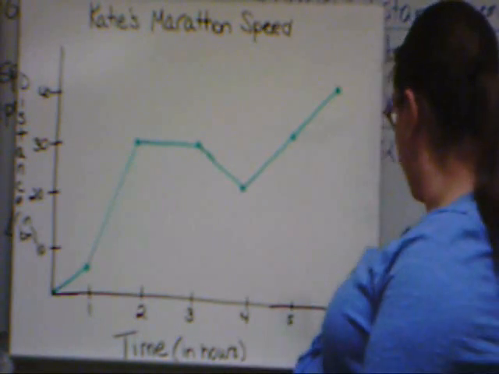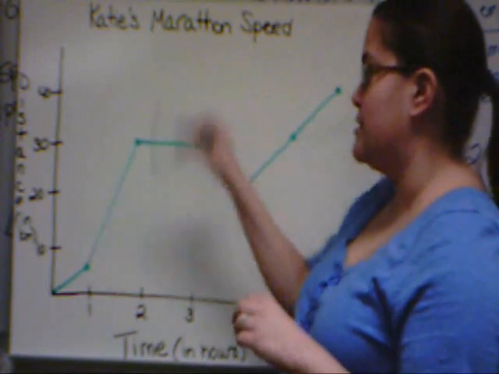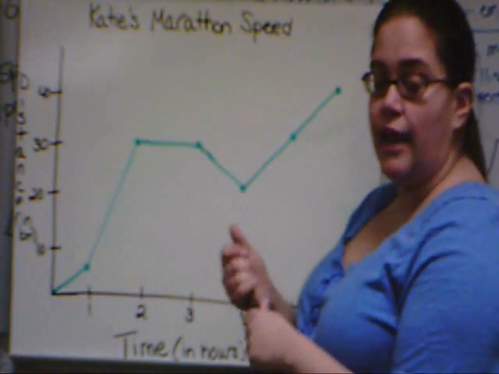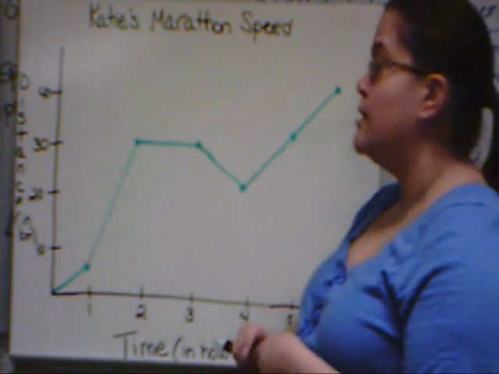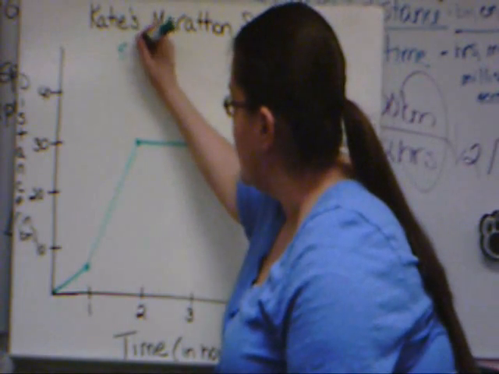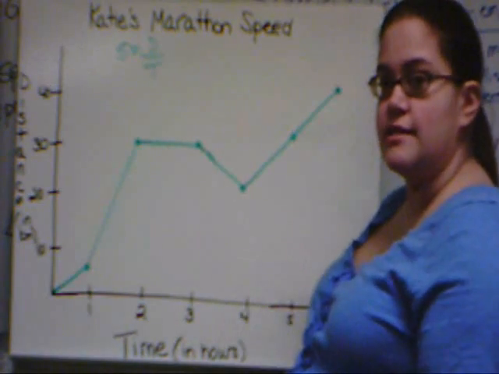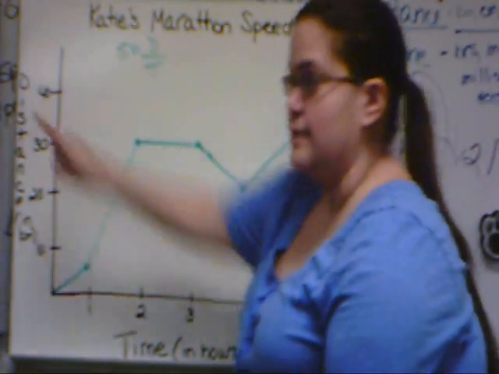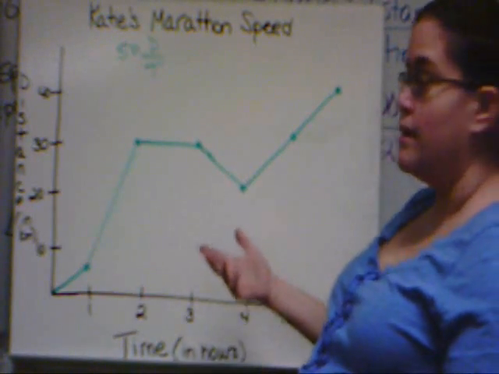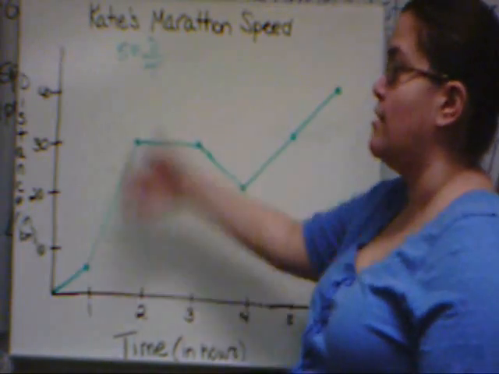So remember I said that you could use this graph to calculate speed, and you just use the graph to get your numbers. So we know that speed is equal to distance over time. And what information does this graph give you? Distance and time. So you can calculate the speed based off of this graph. You don't even need the numbers.